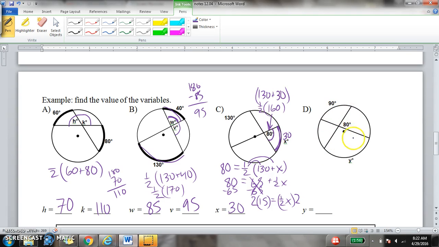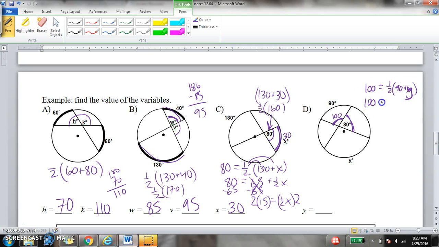All right, same thing over here, except now it gives us the supplementary piece. We have to find this piece. So if this is 80, this has to be 100 because they have to add up to 180. So same thing. Inside equals half of the outsides added together. So the outsides are 90 and x, or 90 and y, sorry.